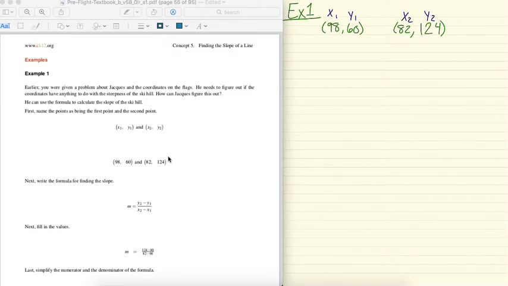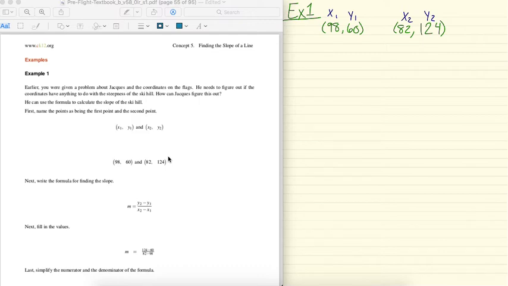So I've labeled the first ordered pair as x1, y1, and then I've labeled the second ordered pair as x2, y2. Now, whenever you're writing out ordered pairs, your x number is always written first and your y number is always written second. A good way I always remember that is it goes in alphabetical order. X comes before y in the alphabet, so when you're writing an ordered pair, x comes before y.